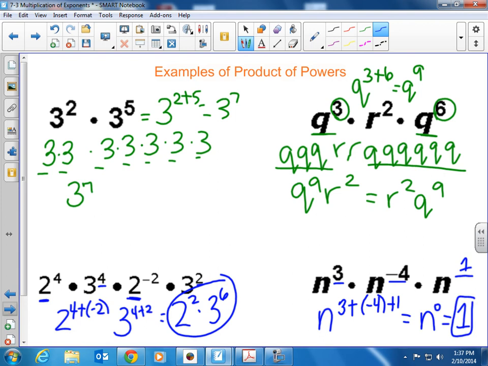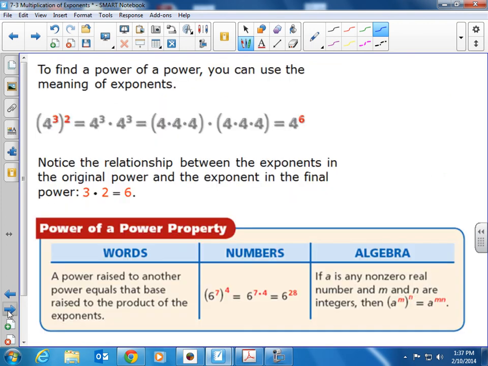All right, let's go to the next property that we have, and this is the power of a power property. So it's when we have a power, something like 4 to the third, and we raise that power to a power. 4 to the third, squared. What does that mean? This means that I'm going to square what's in parentheses. Well, what's in parentheses? 4 to the third. So I have 4 to the third 2 times: 4 to the third times 4 to the third. I like to think of this exponent as how many copies am I making of what's in parentheses? I'm making 2 copies of 4 to the third.